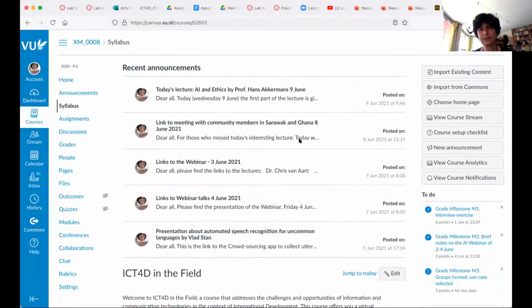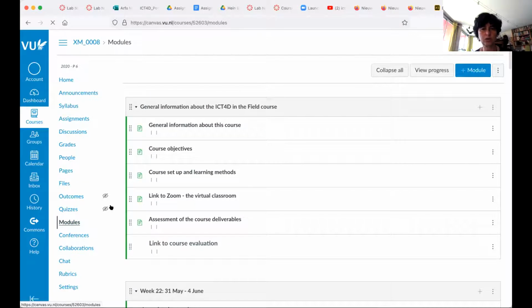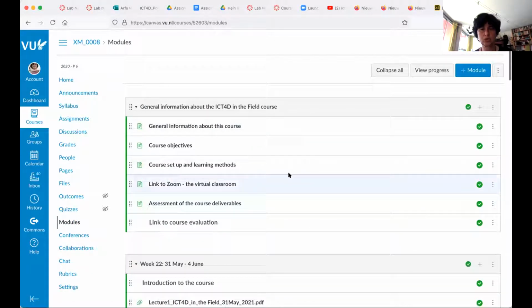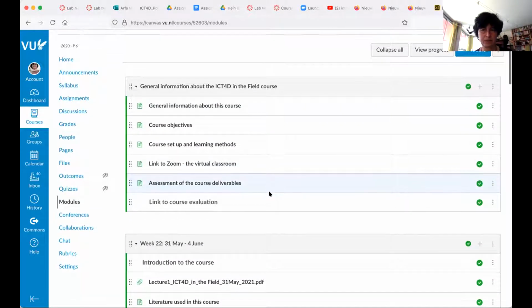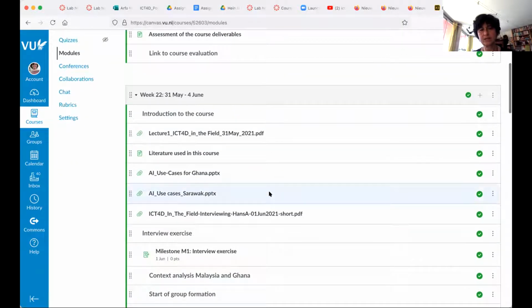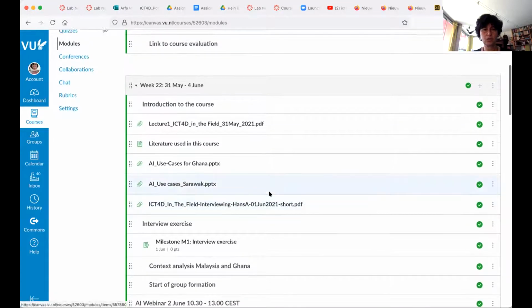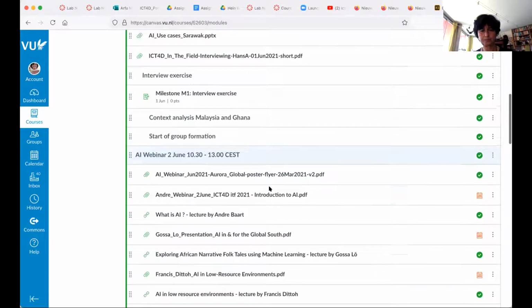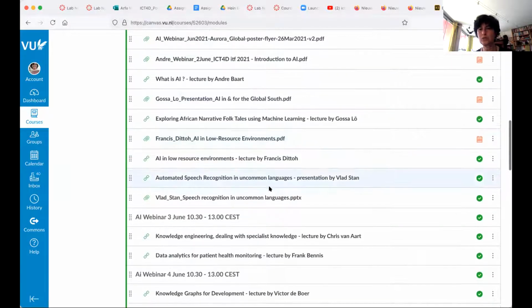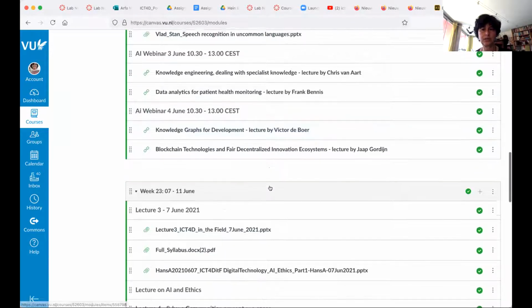On the left side, you see in a column other pages. The most important page is modules. Of course, there's also assignments, which is also important. But in modules, you can follow this whole course and all the materials that we use. On the modules page, there is general information and some general files. Then there is the per week division of the course. The first week is already documented here. Also, the webinar is fully documented with all the slides of the lectures.